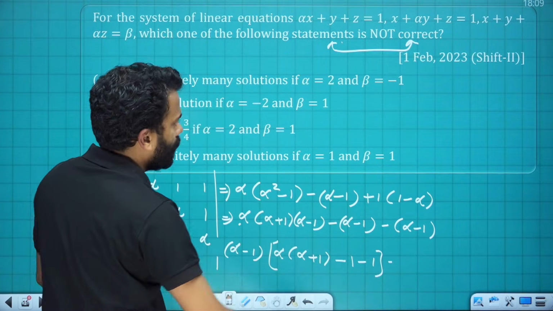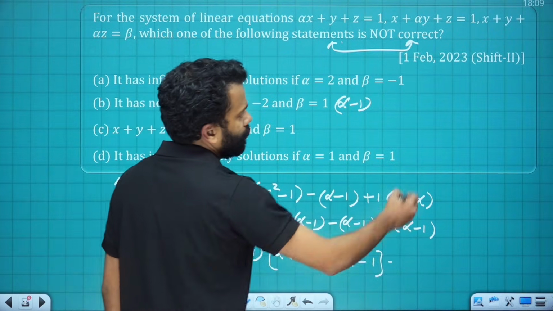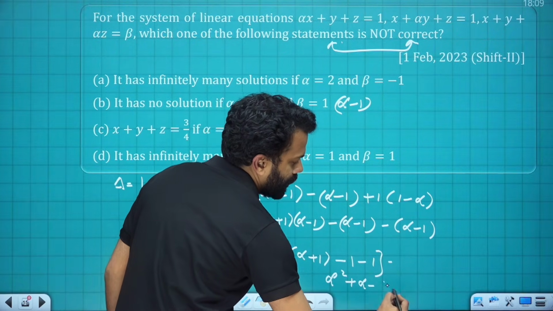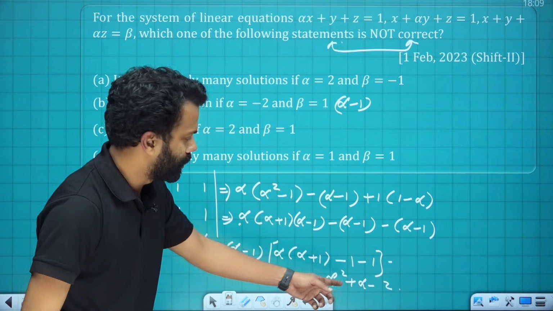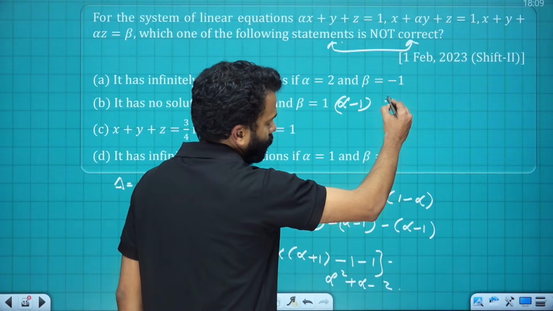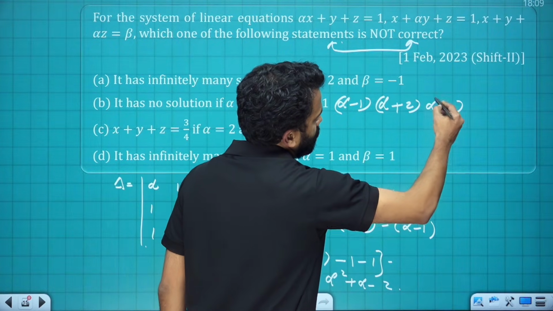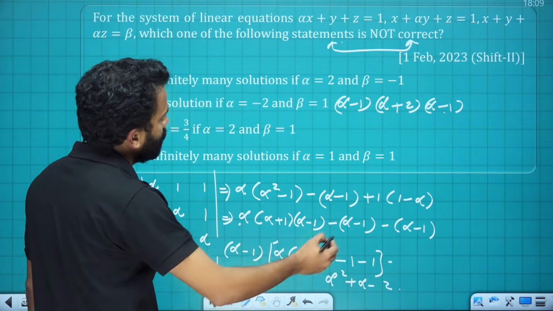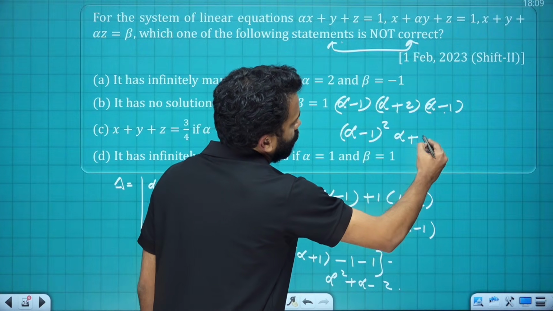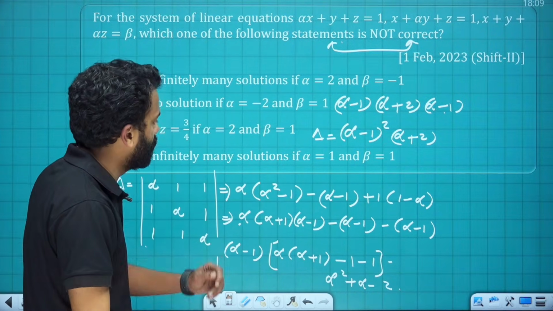That is alpha minus 1 into, this becomes alpha square plus alpha minus 2. And you know how to factorize this, right? Alpha square plus alpha minus 2 can be written as alpha minus 1 into alpha plus 2. Therefore, it can be written as alpha minus 1 whole square into alpha plus 2. So, this is the value of the parent determinant. I hope it's clear.